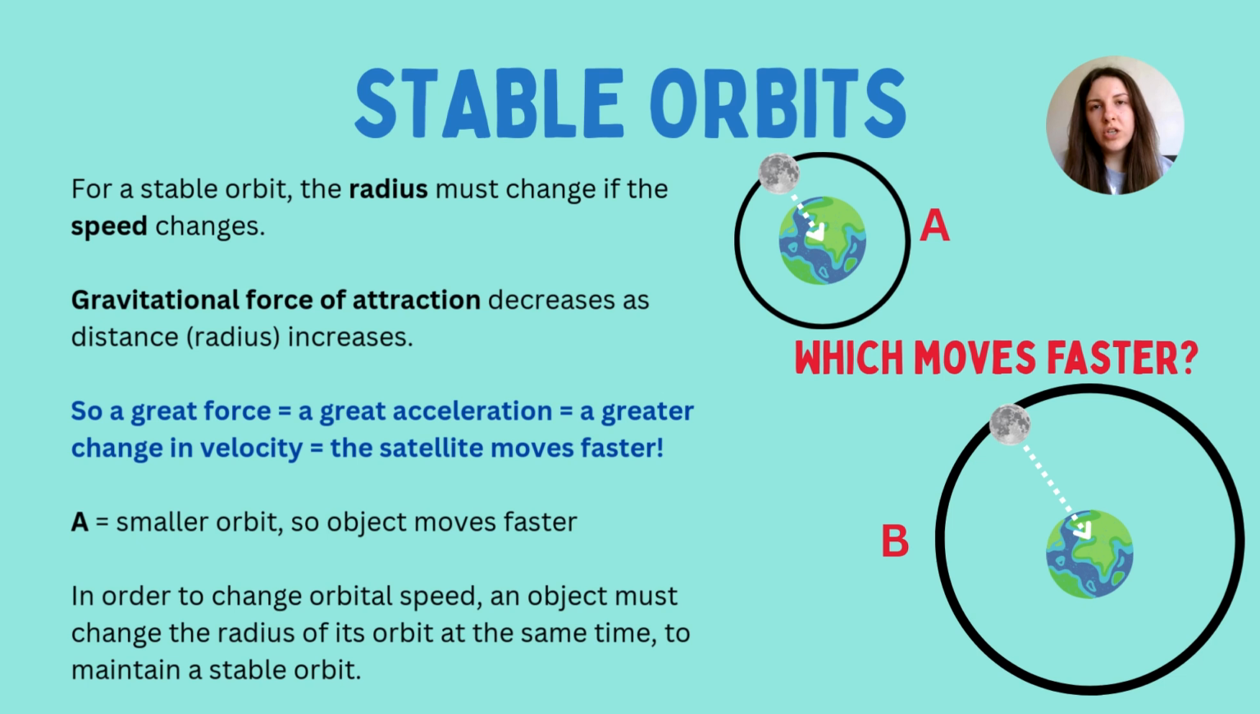So in order to change orbital speed, the object must actually change the radius of the orbit at the same time. And this is to maintain a stable orbit. If everything changes too much too soon, this will become unstable. So that's essentially the key bit that you need to know.